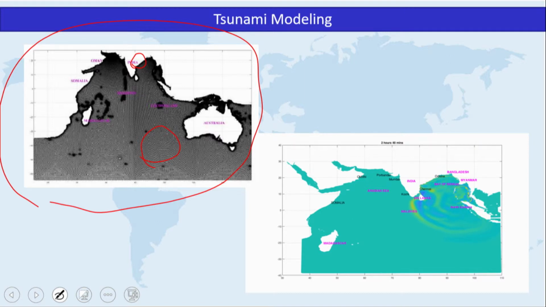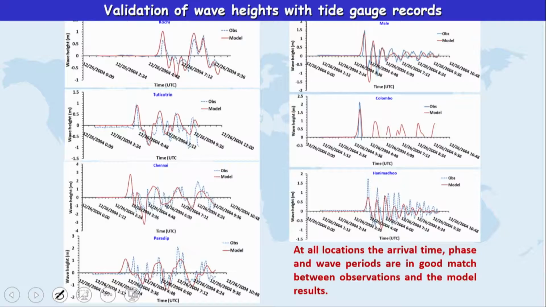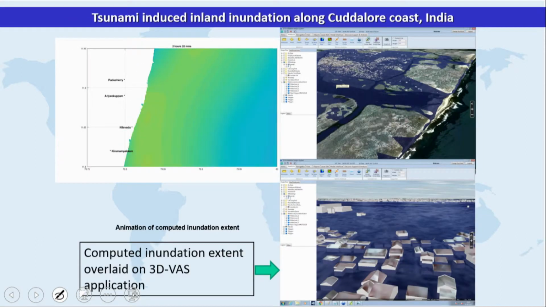These are just some of the evaluations or comparisons for validation purposes. The red curve shows the model curve, and the blue curve shows the observations from the coastal tide gauges at different locations: Kochi, Tuticorin, Chennai, Paradeep, Male, Colombo, and Hanimadhoo in the islands in the Indian Ocean in 2004. And you can see that the model and observed curves are matching very well. So this model we can use to forecast tsunamis.